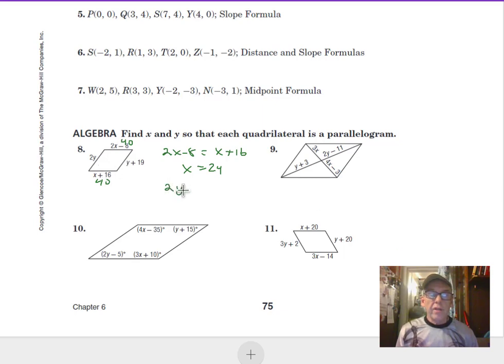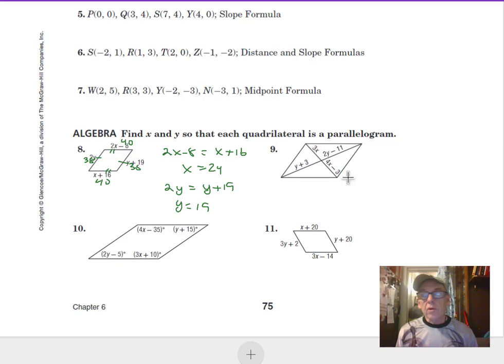And 2y has to equal y plus 19 because those two opposite sides need to be congruent. Take away y from both sides. So y is equal to 19. That makes that a 38, and this is going to be a 38. So we have pairs of opposite sides congruent.